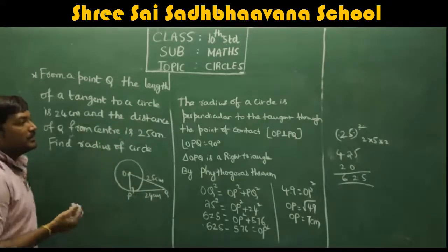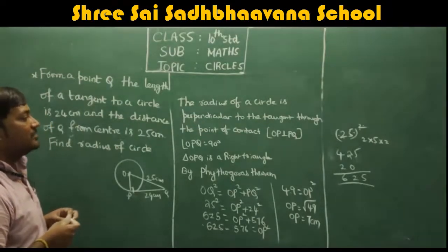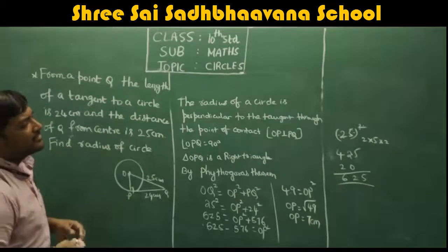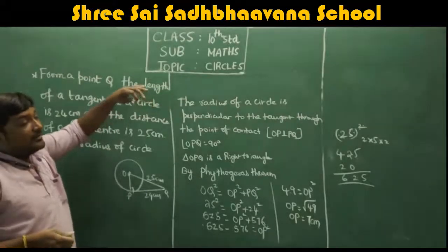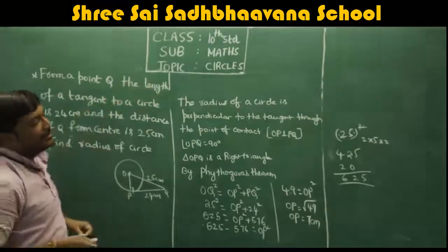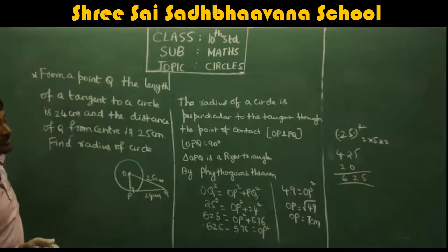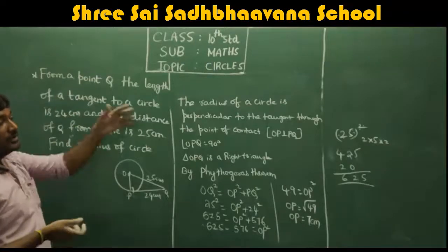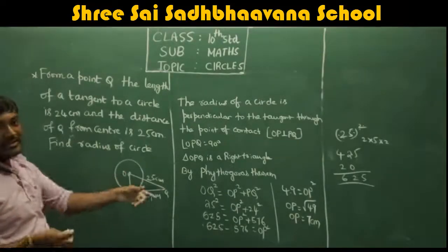We know from Theorem 10.1 that the radius of a circle is perpendicular to the tangent through the point of contact. You can write that also. I have not written the full statement, I just wrote some part of it to make you understand. You can write it so that even the person who is correcting it can understand why it is 90 degrees. I'm telling you this from the final exam point of view. So the radius is perpendicular to the tangent of the circle.